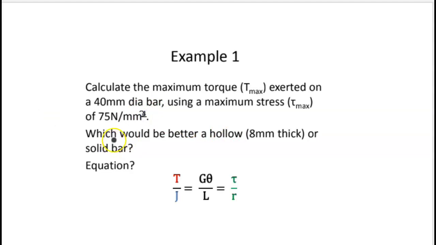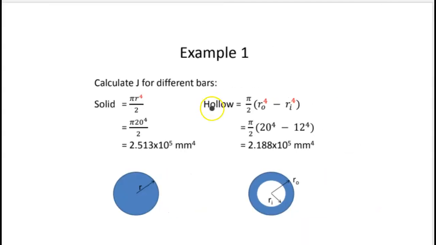Which would be better, a hollow or a solid? We have an equation here. So we are given the equation. We will use this equation to find that one. So let's go on to the next page. First, we need to find out the J for the solid bar and the hollow bar. So we do one solid, one hollow.